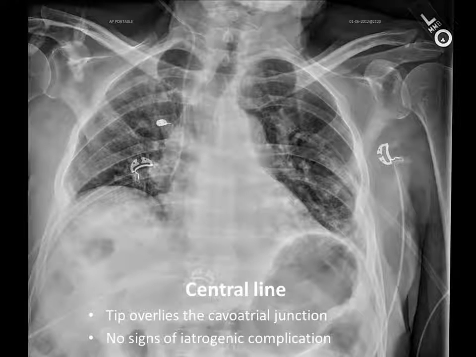Another reason for that is because there are ports on the line, and by making sure the tip terminates at the cavo-atrial junction, you're ensuring that all of the ports are beyond the last of the valves in the venous system.